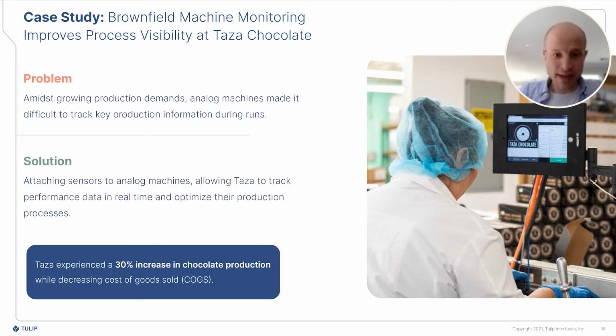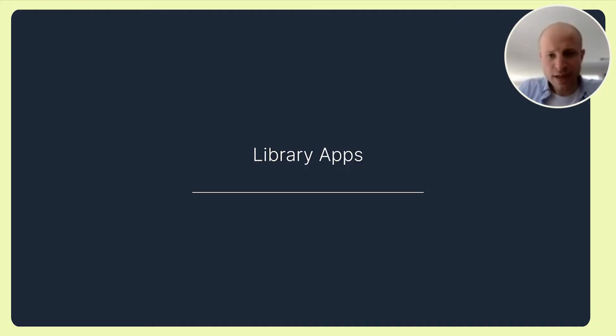And simply by being able to track this information and understanding where to drive improvements, they were able to experience a 30% increase in chocolate production while decreasing cost of goods sold. So, an interesting example of how some older machines, still very valid, still very valuable, can be brought into the modern world. So now I'm just going to briefly talk about the Tulip library, a couple apps, and then I'll hand it over to Juan.